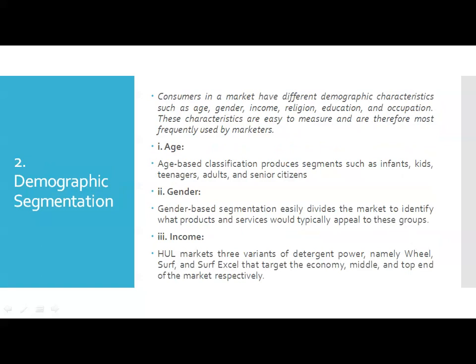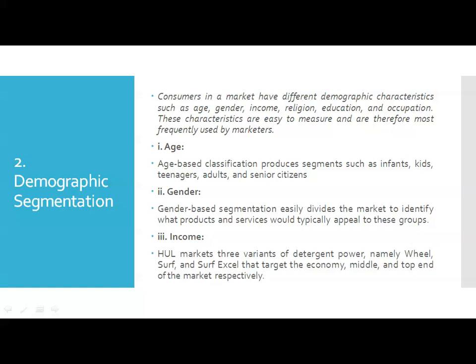Next is demographic segmentation. Consumers in a market may have different demographic characteristics, such as different age, gender, income, religion, education, and occupation. These characteristics are easy to measure and are therefore more frequently used by marketers. One of the reasons for their popularity is that demographic characteristics are closely related to consumer needs, wants, and preferences.